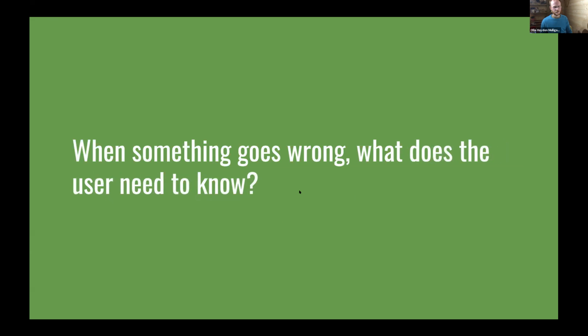But this question, when something goes wrong, what does the user need to know? What is useful to tell the user? So when something goes wrong, we really want to help the user through it. That's the main thing. And that can lead to a kind of temptation to be overly explicit about what went wrong, in the belief that that is helpful.